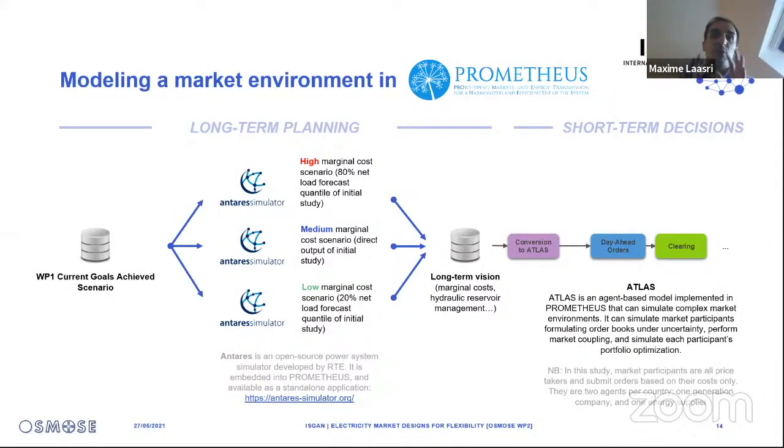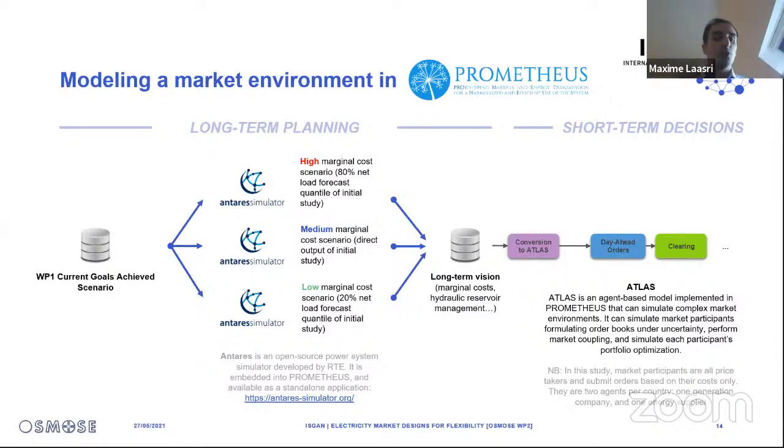We first start with what we could call long-term planning. So we simulate how the market participants would do their long-term planning. And then we go into the short term and we really model the market decisions, unraveling one after another on the day-ahead market, etc. If we get into a bit more detail, when we do the long-term planning, we use a specific open source tool that was developed by RTE, which is called Antares Simulator. You can see the logo here, and I've put a link below. It's a tool that's massively used at RTE and beyond for power system simulations to address adequacy issues, for example.